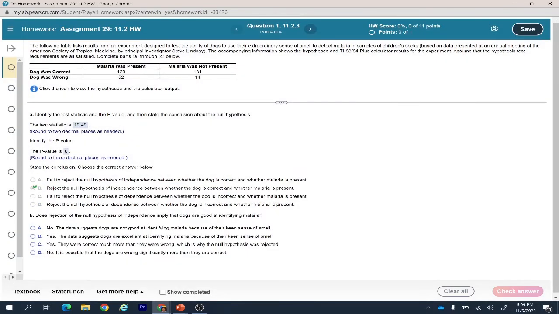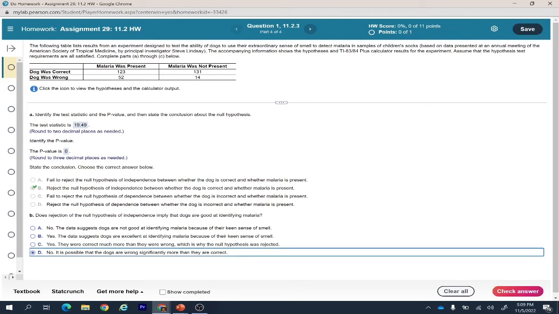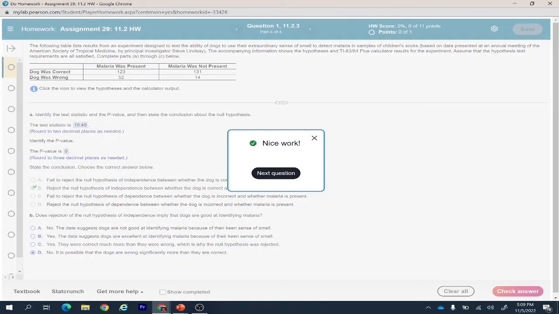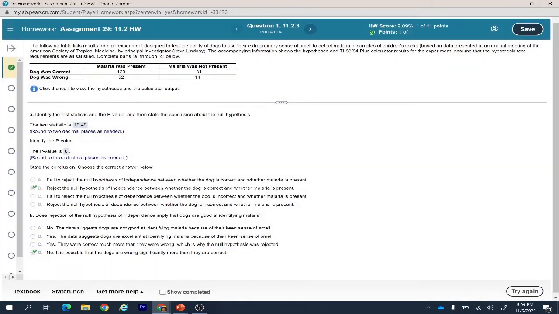So if you reject the null hypothesis, does that mean independency implies that dogs are good at identifying malaria? No, we cannot say that. We just say that based on this data, we reject the null hypothesis. So the answer is no. The data suggests dogs are not good at identifying? No, it is possible that dogs are wrong significantly more than they are correct. So rejecting the null hypothesis does not mean that you have the opposite answer.